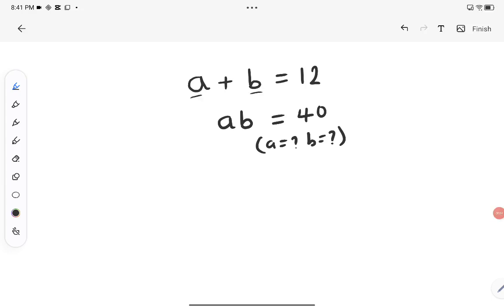A plus B is equal to 12. Then AB is equal to 40. We want to find the value of A and the value of B. Solution.